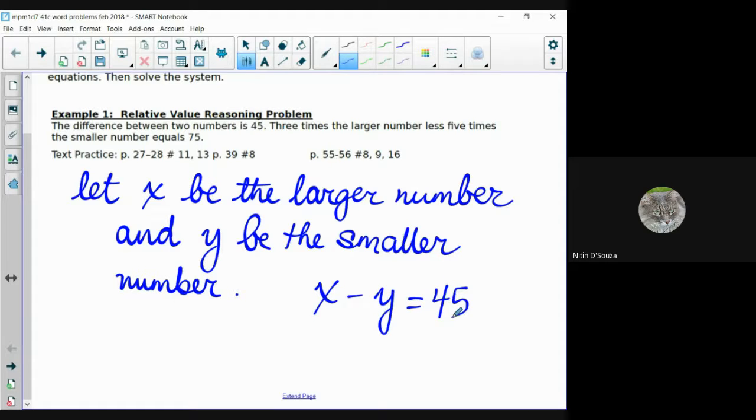That's one equation. The other equation says that 3 times the larger number less 5 times the smaller number equals 75. And now you have a choice of solving that by substitution or elimination. Okay.